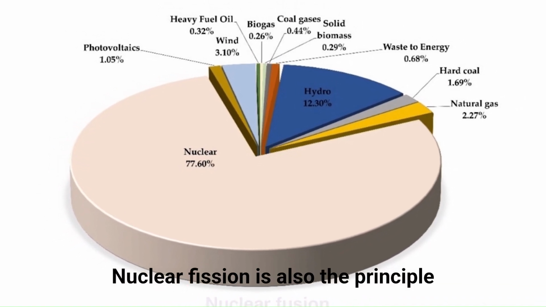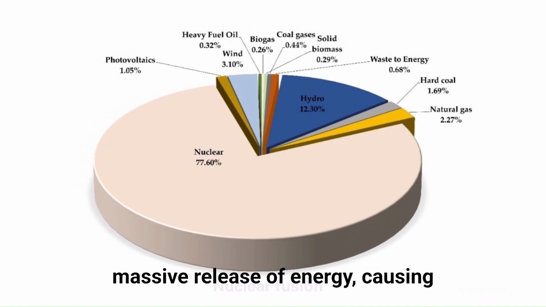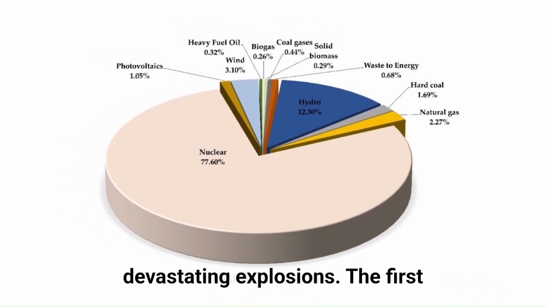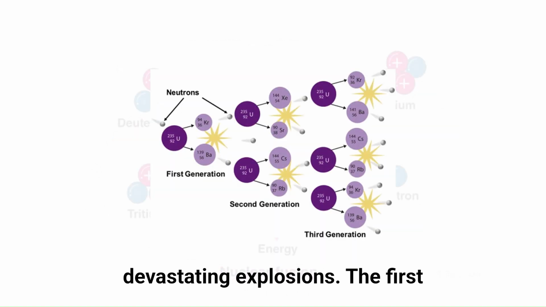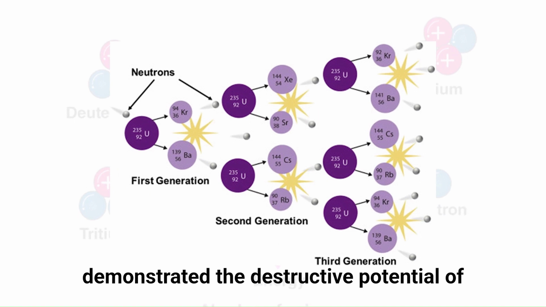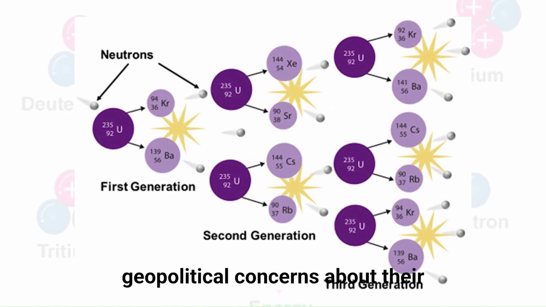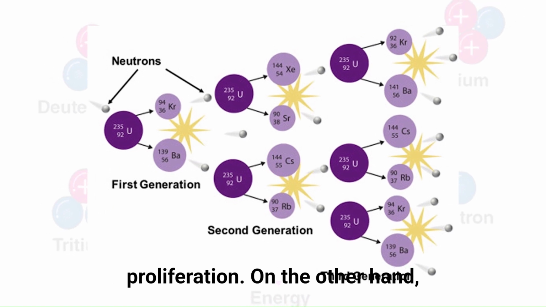Nuclear fission is also the principle behind atomic bombs, where an uncontrolled chain reaction leads to a massive release of energy, causing devastating explosions. The first use of nuclear weapons in warfare demonstrated the destructive potential of fission reactions, leading to ethical and geopolitical concerns about their proliferation.